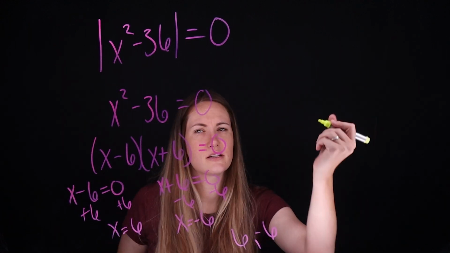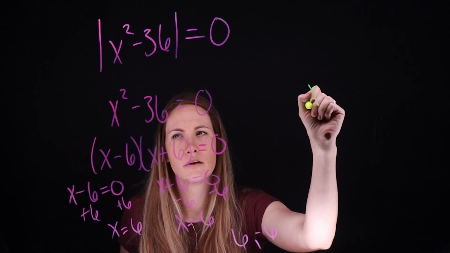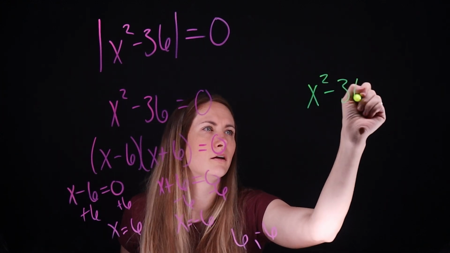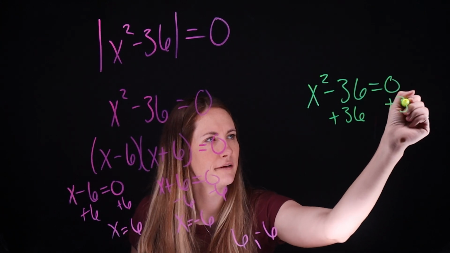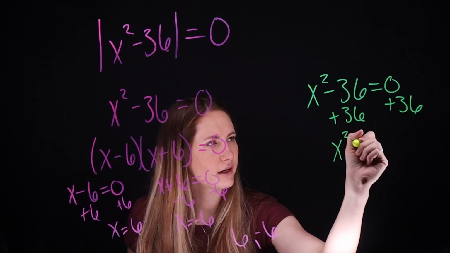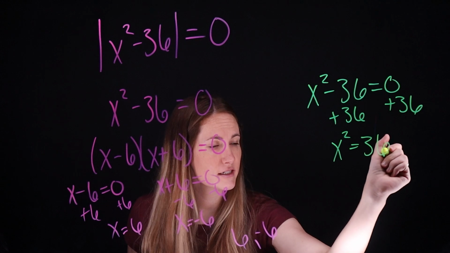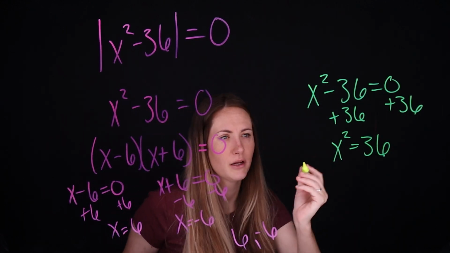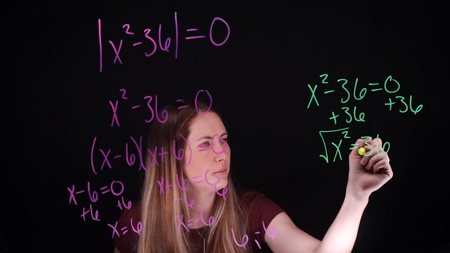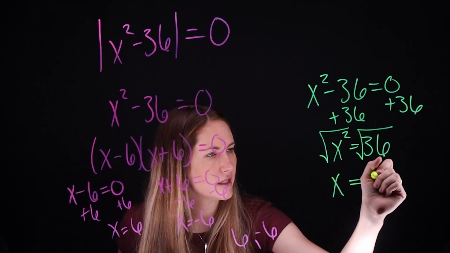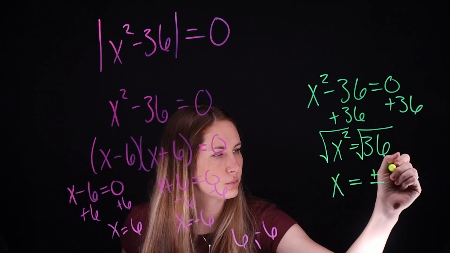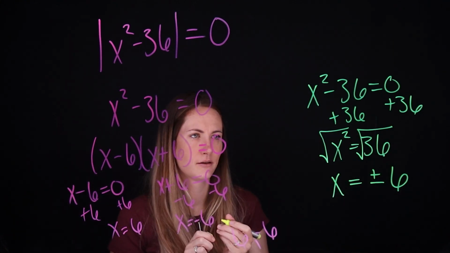The other way you could solve this one would be to add our 36 to the other side and have x squared equals positive 36. And then we can do our square root method. So we take the square root of both sides. Just remember, when you take the square root of both sides, you end up with positive and negative 6.